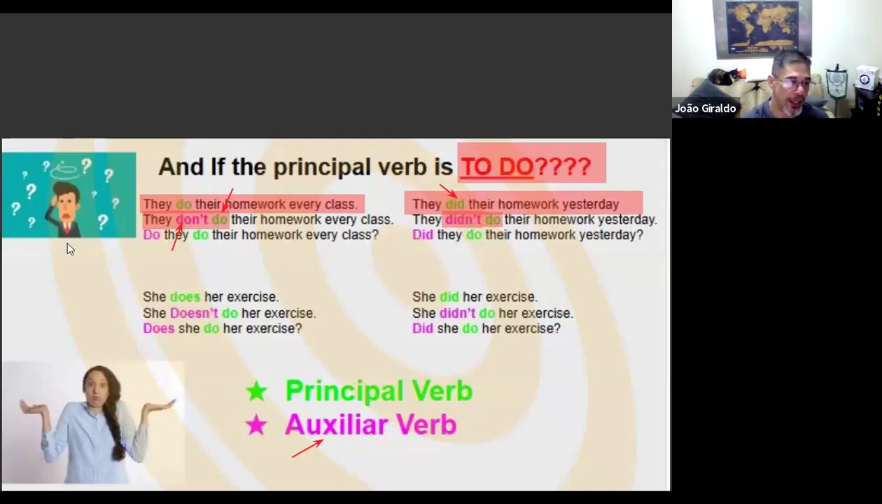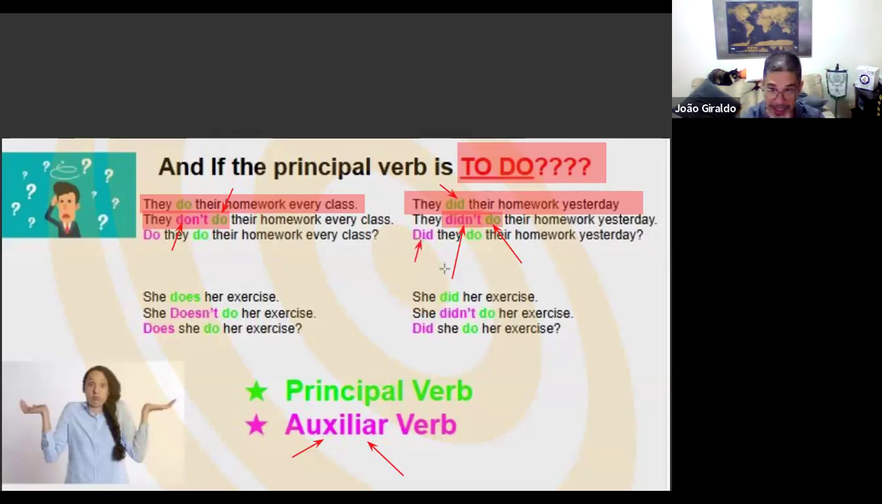Didn't is the auxiliary verb in pink, and my verb that was did in affirmative, because the verb was in the past. In negative, when I use the auxiliary verb plus not, my verb returns to the base form or the infinitive. So my verb is to do: they didn't do.